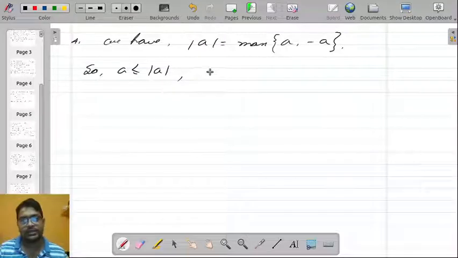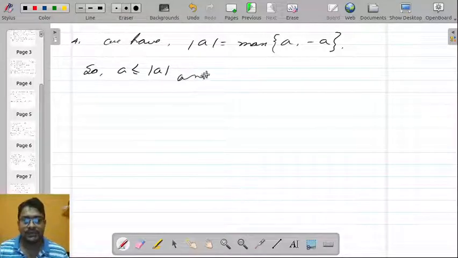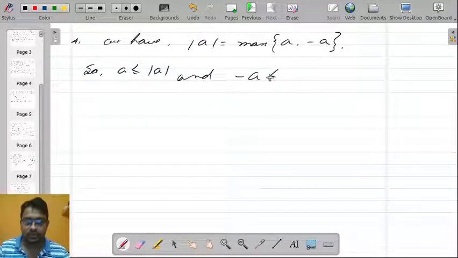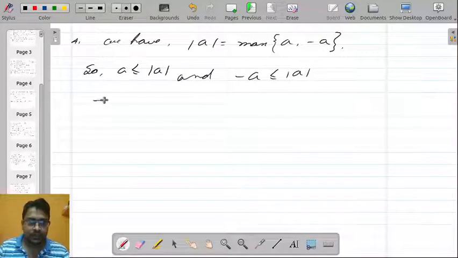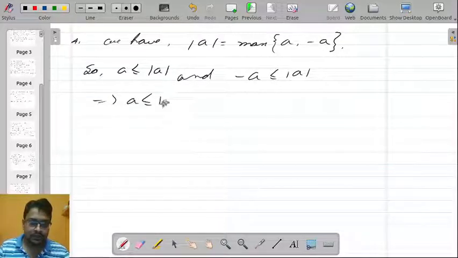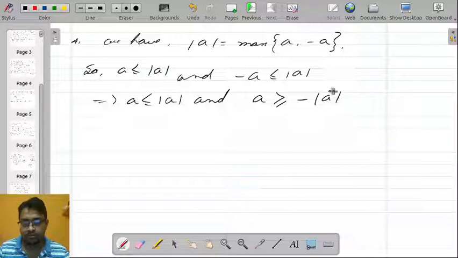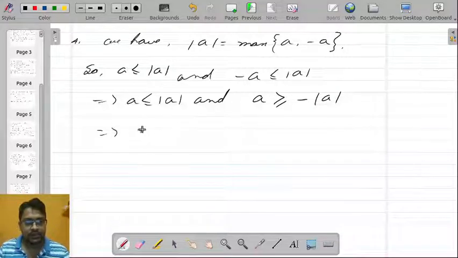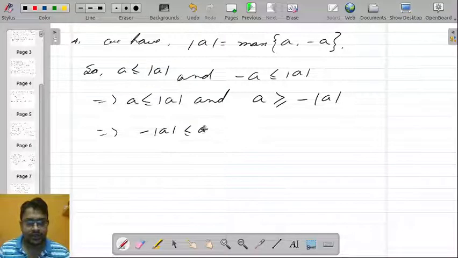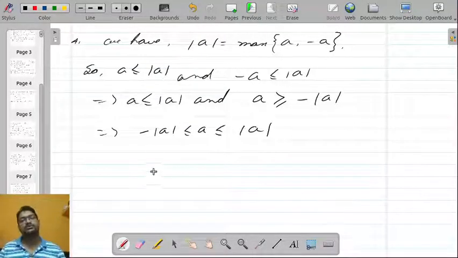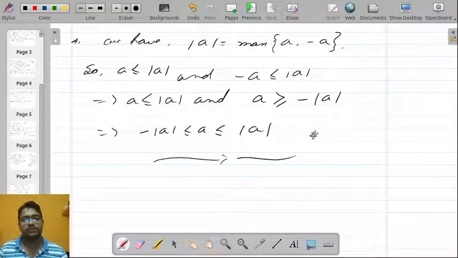Okay, so a is less than or equal to mod a, and minus a is also less than or equal to mod a. So this implies a is less than or equal to mod a, and I multiply both sides by minus 1, so it's a greater than or equal to minus mod a. Okay, so this can be written as minus mod a is less than or equal to a is less than or equal to mod a. Okay, so this is what we have proved.